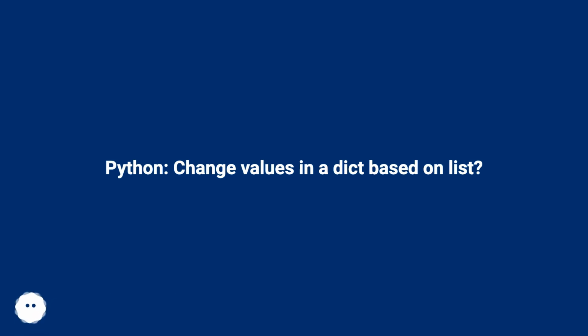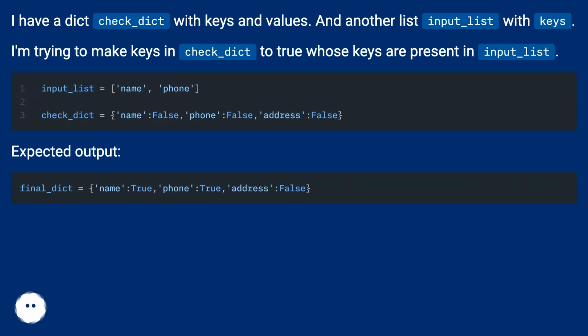Python, change values in a dict based on list. I have a dict check_dict with keys and values, and another list input_list with keys. I'm trying to make keys in check_dict True whose keys are present in input_list. Expected output.